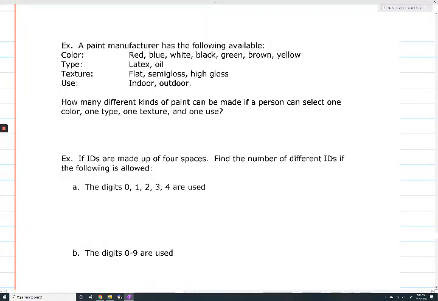Another example, we have a paint manufacturer. We have a color, a type, a texture, and a use, and we want to know how many different types of paint could be made based on those things. So again, we have a color, we have a type, we have a texture, and we have a use. So there are 1, 2, 3, 4, 5, 6, 7 colors, there are 2 types, there are 3 textures, and there are 2 uses. So you multiply all of those together and you get a total of 84.